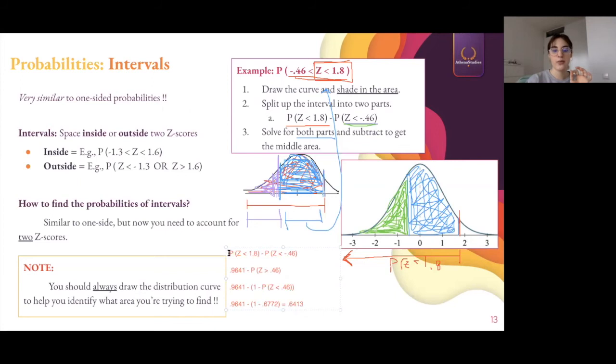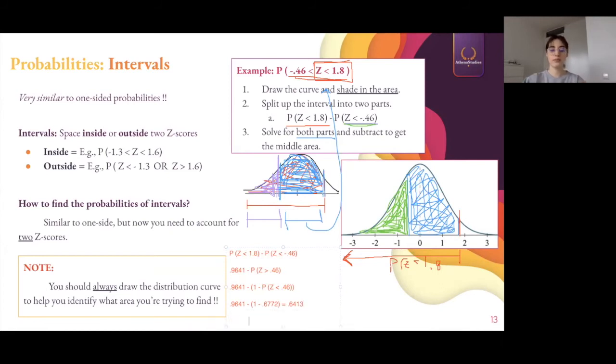So we started out with this original interval, then we split up the interval into two separate parts. So we have the bigger section minus basically the smaller section. So this blue area minus this red area minus the purple area. And then we basically just look in the z table for those individual z scores, and then we solve. So we ended up with 0.6413.